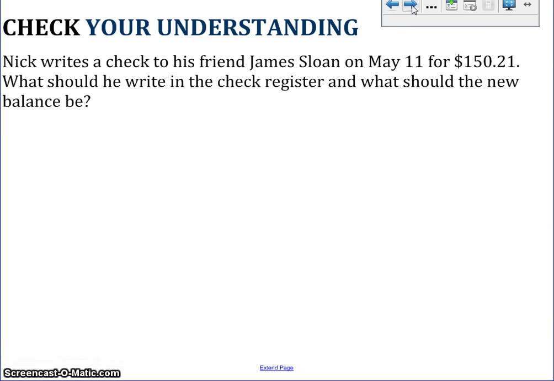Please press pause and complete this last you do. When you're done, press play and we'll go back. All right, here it says that Nick writes a check to his friend James Sloan on May 11th for $150.21. What should he write in the check register? That's the first question. And what should the new balance be?